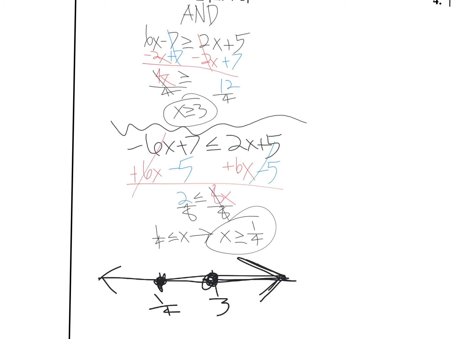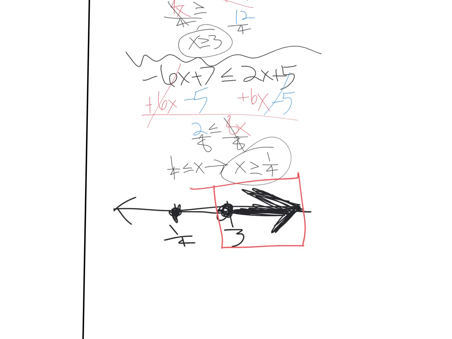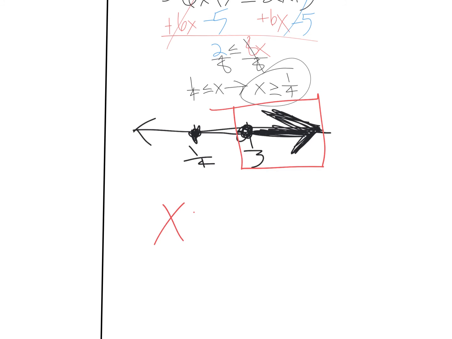And so now we just got to think, where does our answer become true? This is an and problem. So and problems depend on that overlap, right? So the answer starts at 3. So they're both true when x is greater than or equal to 3.